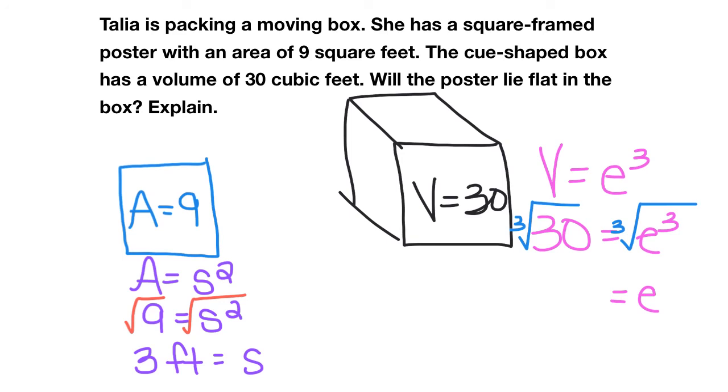So let's estimate this just a little bit. And the cube root of 30 is about 3.1. So the edge of this box is about 3.1 feet. Do you think a 3-foot poster can fit in an area that is 3.1 feet? I do too. So yes, she has enough room.